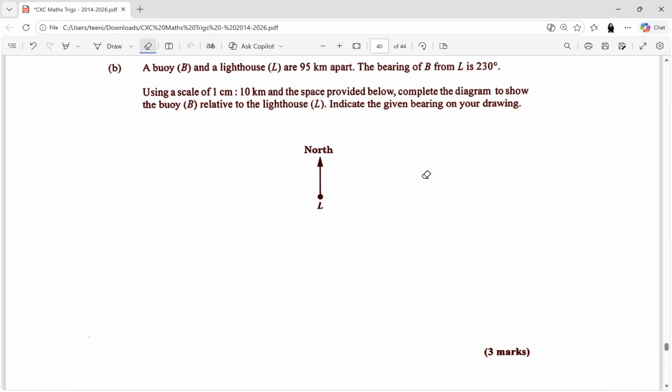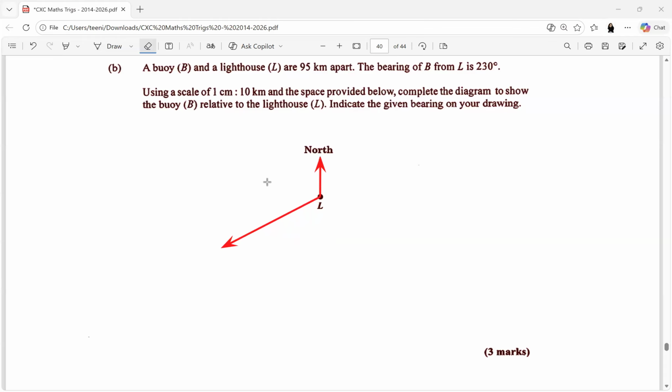So guys, remember, if we're starting at L, because it's from L, so B from L is 230 degrees, it means that angle is going to be the clockwise angle from L here at your north line, opening all the way to 230 degrees. So basically, from here to here will take you to 90 degrees. Now, of course, you would use a protractor. From here to here is 90 degrees. From here to here is 180 degrees. And then 230 degrees might be somewhere around here.